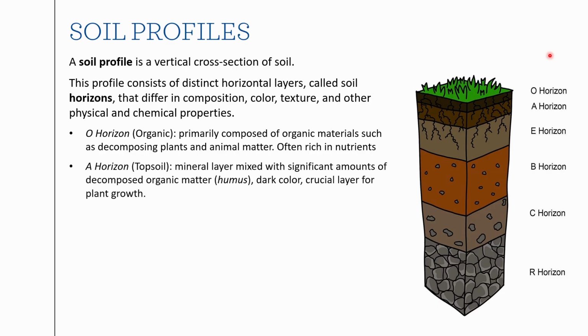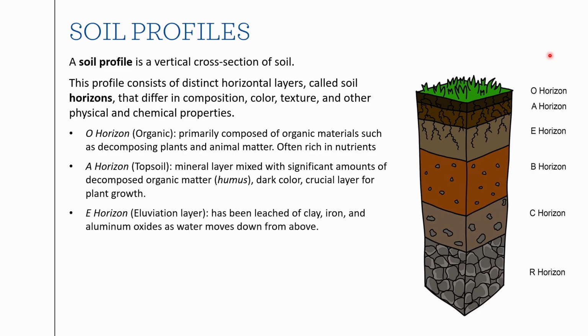Below that then is your A horizon, also known as the topsoil. This has a lot of minerals in it, and it tends to be a dark color because it's rich in that organic matter, that humus, and plants love that. So a well-developed topsoil is what plants thrive in, and that's essentially what potting soil is at the garden center.